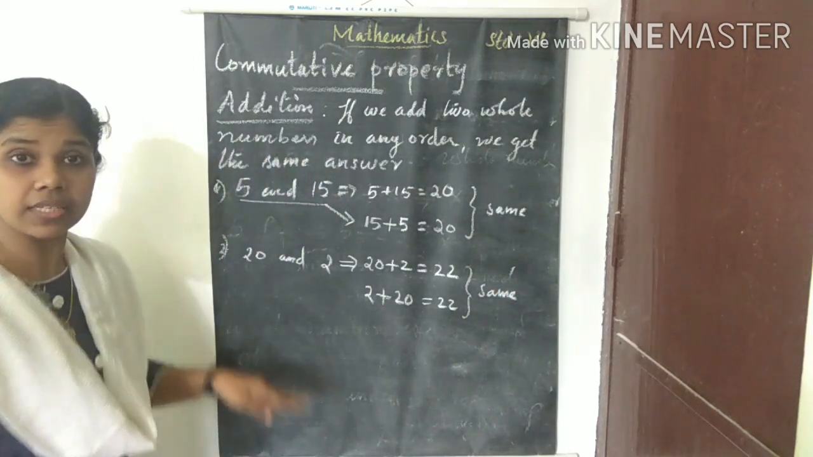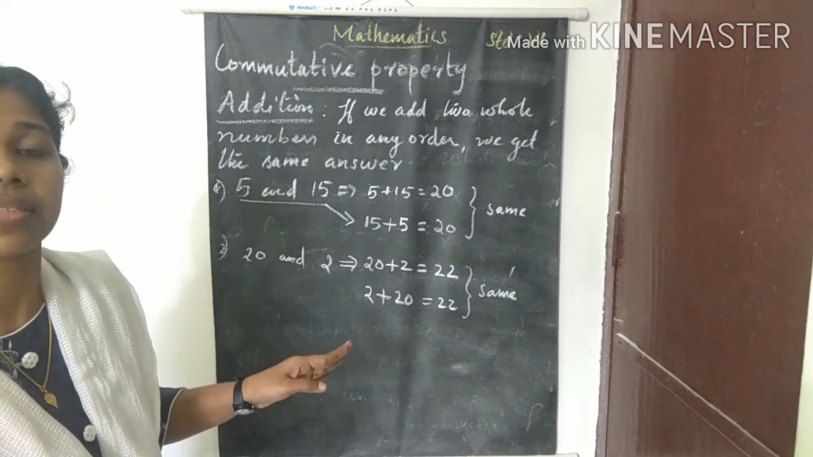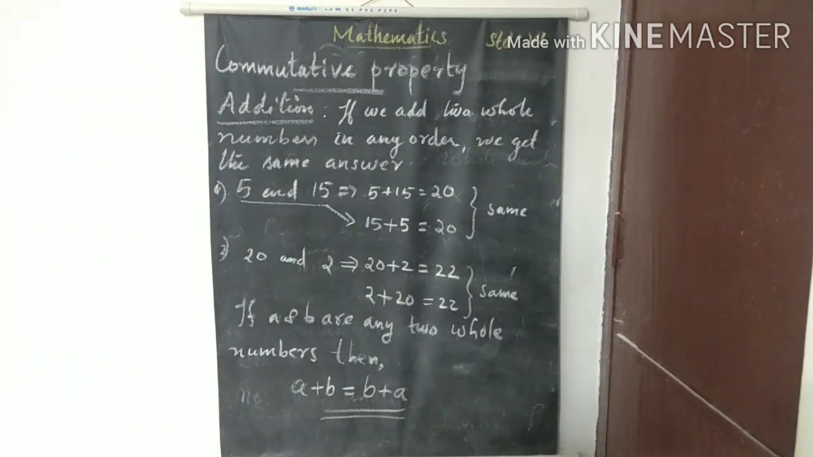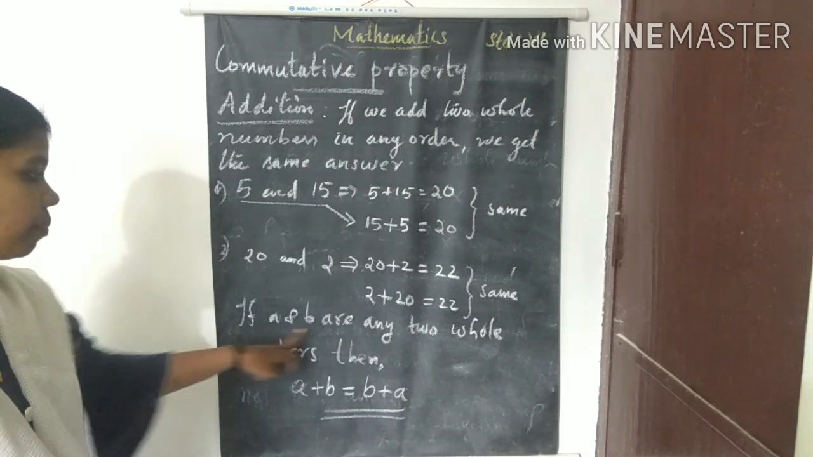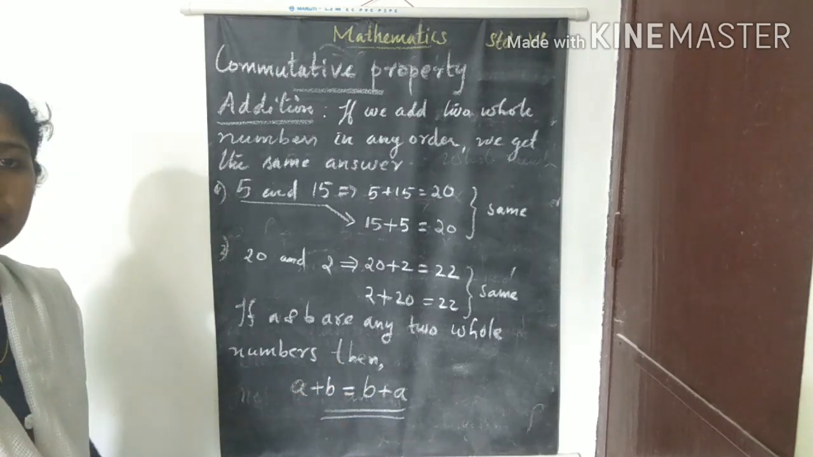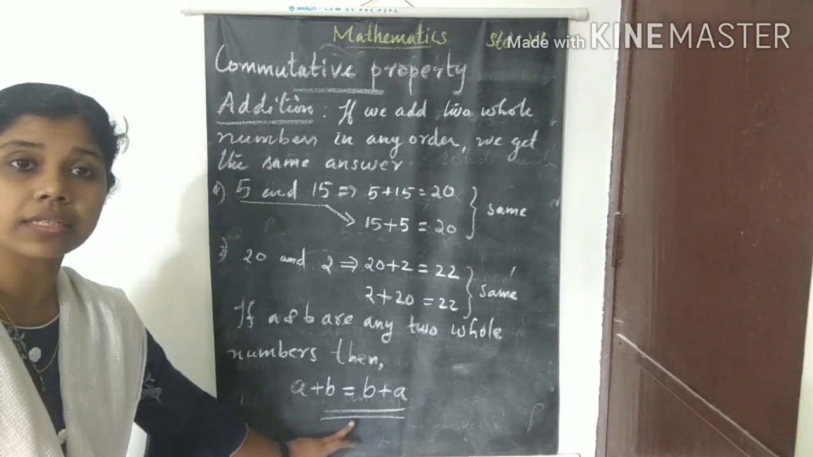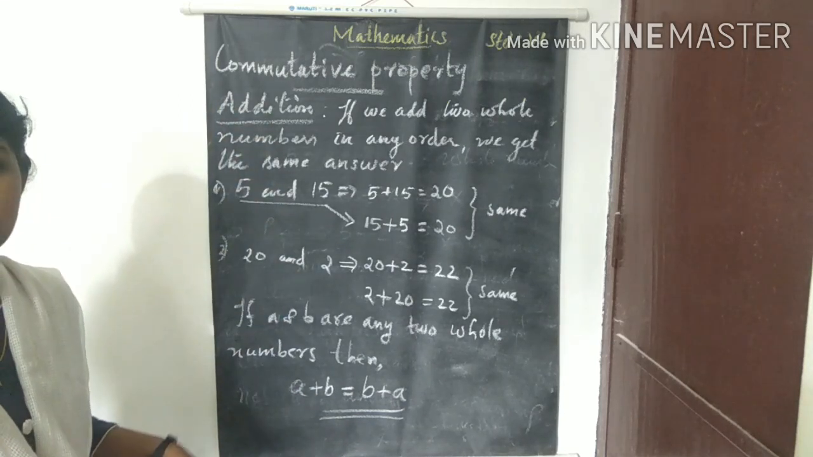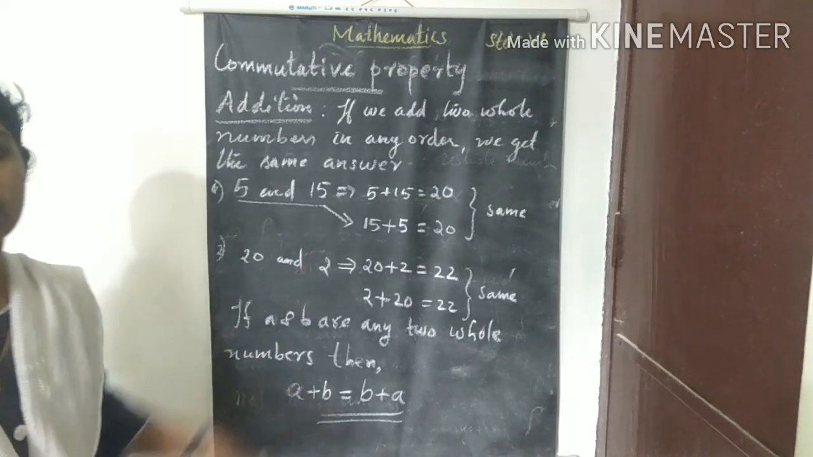That means we can say in general, if A and B are any two whole numbers, then A plus B equals B plus A. That means if numbers are written in any order, their sum is also the same. That is the commutative property under addition. That means whole numbers are commutative under addition.